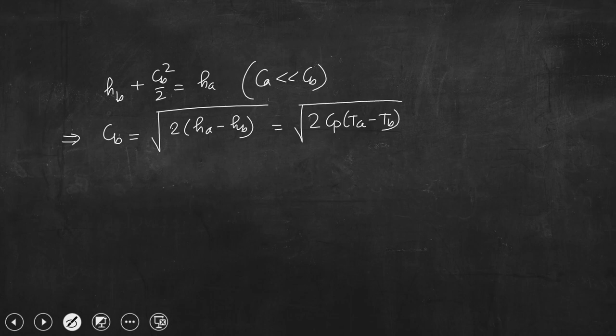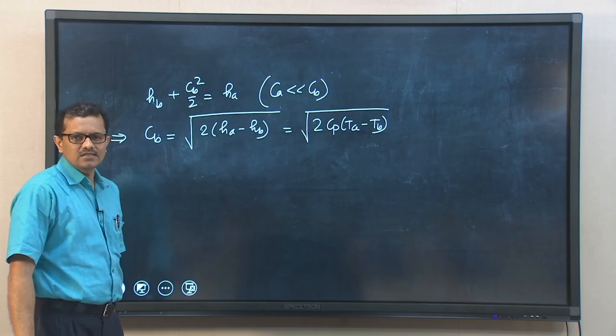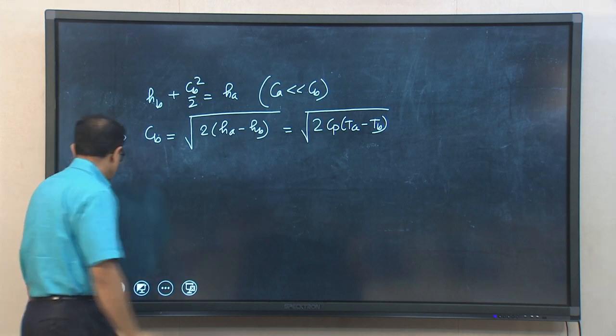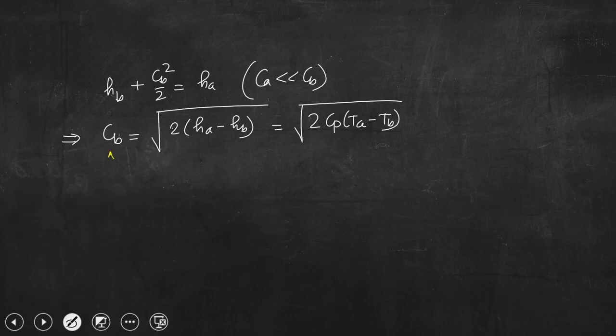We have assumed that this is the flow of an ideal gas and the process is modeled by an isentropic process. The flow is modeled by an isentropic process. So, this is the velocity of air at venturi section BB.